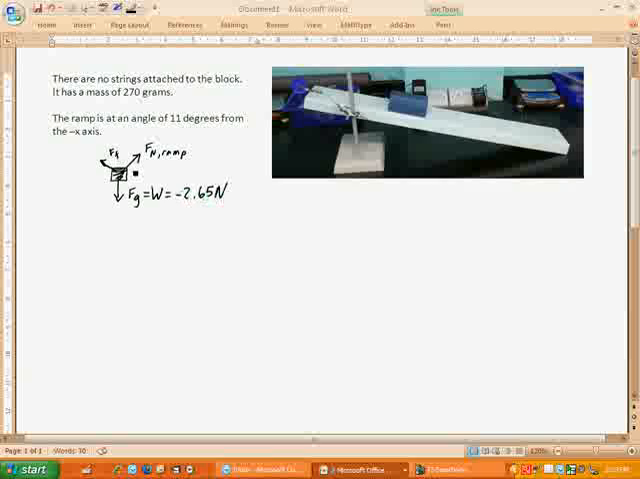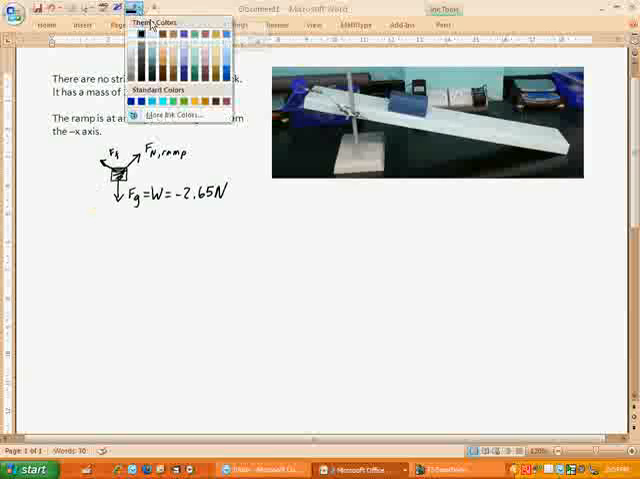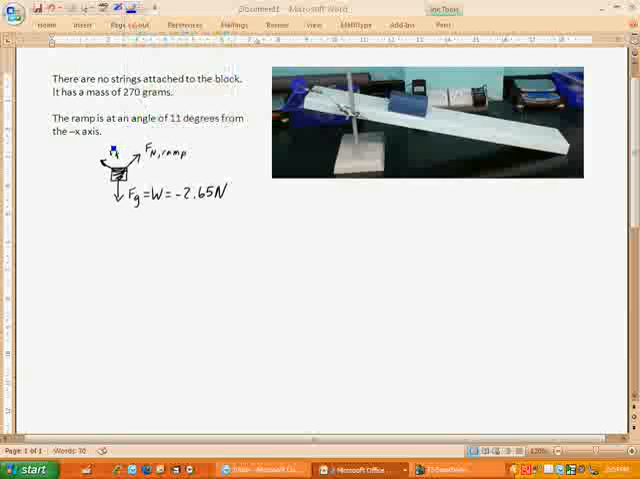Okay, now I've got two unknowns, and the problem here is that these two unknowns are both at an angle, which makes it slightly difficult. And so what we want to do, so that we don't have to do trig on unknowns, and so that we don't have two unknowns, is that we will tilt the axis. So instead of the x and y being straight up and down and left to right, we're going to tilt it the angle of our ramp, which is 11 degrees. So I'm going to tilt it now so that it looks more like this. Okay, so I've taken what was straight up and down and I've tilted it 11 degrees in that direction.